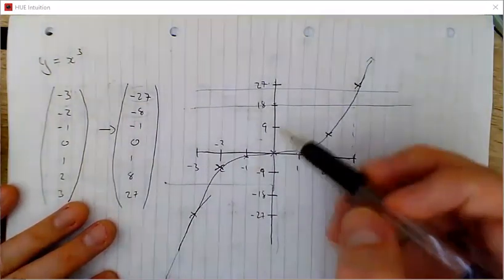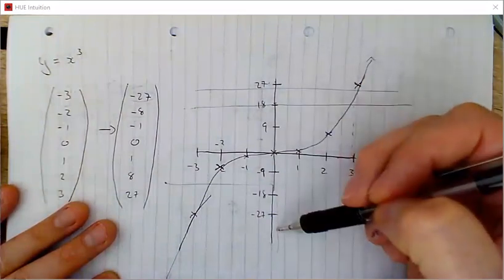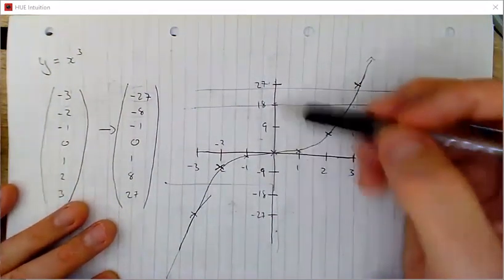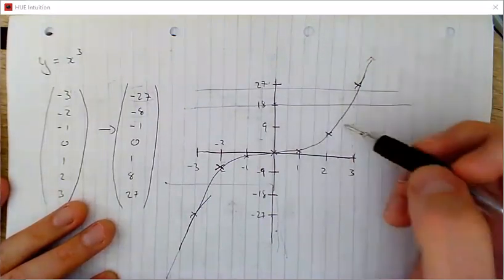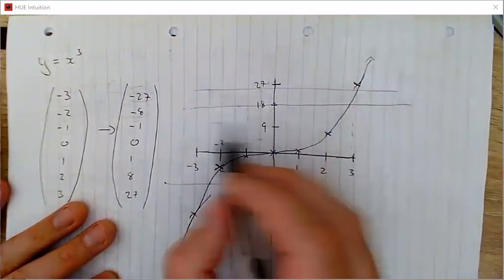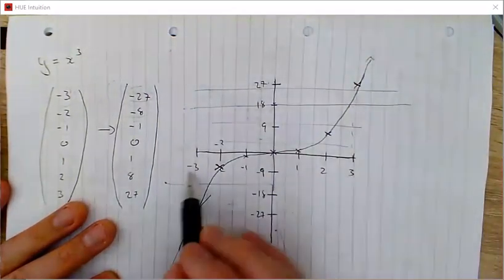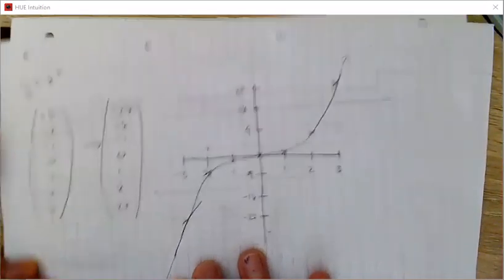Or another way of saying that is the range, which is all of the real numbers on the y-axis, is the same as the codomain, which is all of the real numbers on the y-axis. Therefore, is it bijective? Well, yes, it is, because any line I might draw will cross exactly once. There's no line I can draw that will cross more or less than one time. So that is a bijective function.